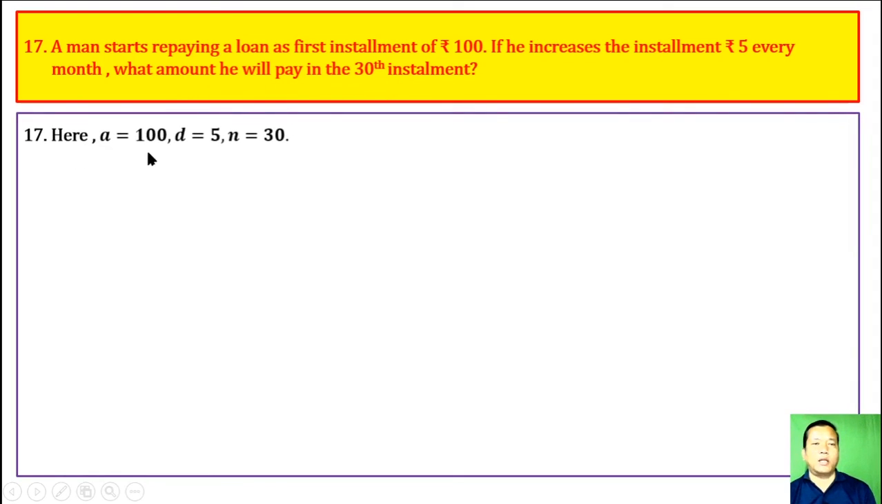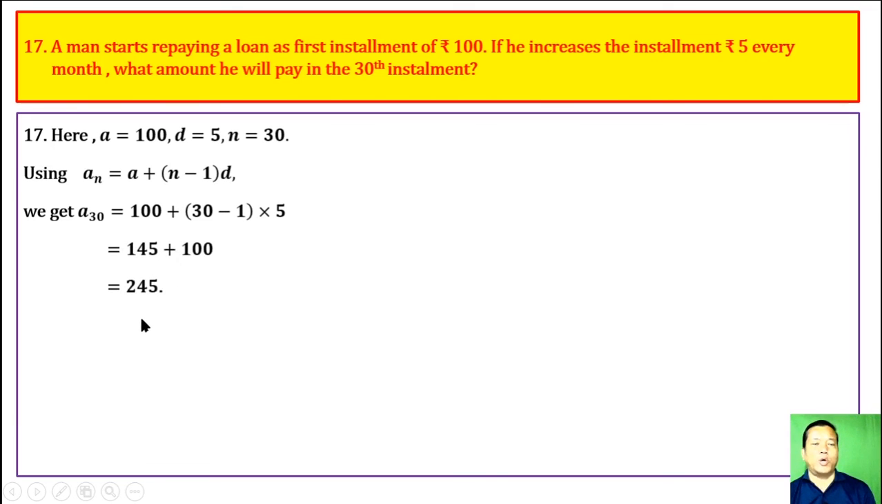Here a is 100, d is 5, n is 30. Using an = a + (n - 1)d, we get a30 equals 100 + 29 times 5, where n is 30 and d is 5. Simplifying, we get 245. The man will repay rupees 245 at the 30th installment.